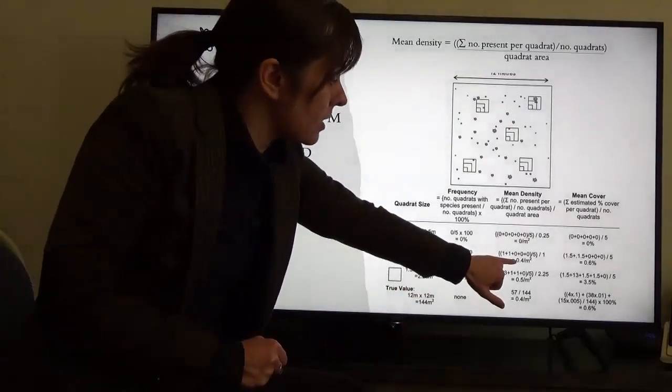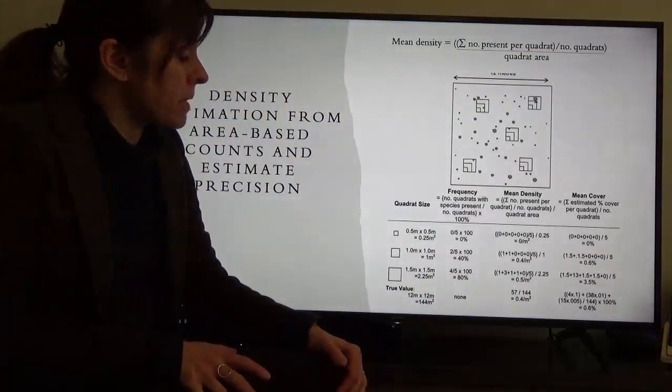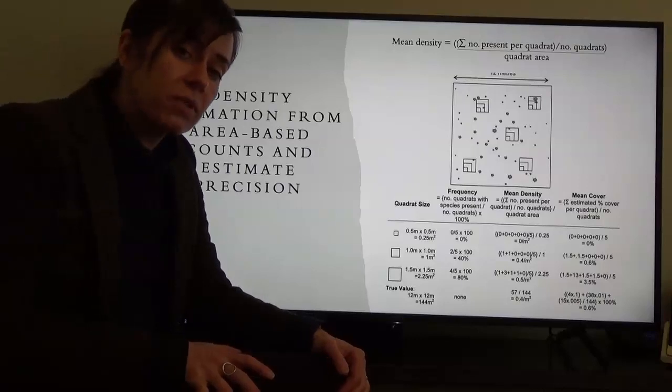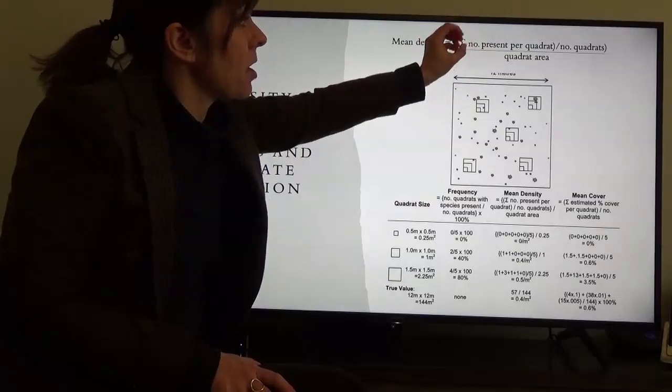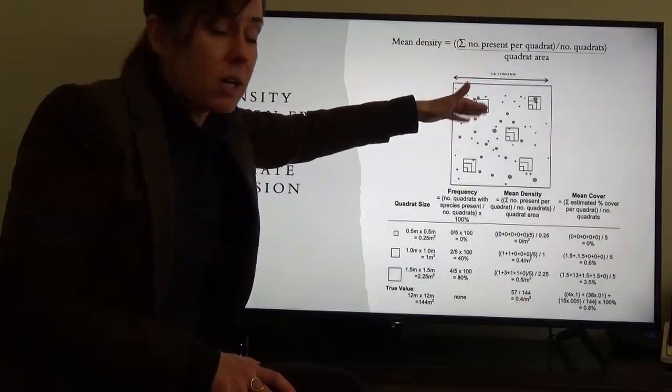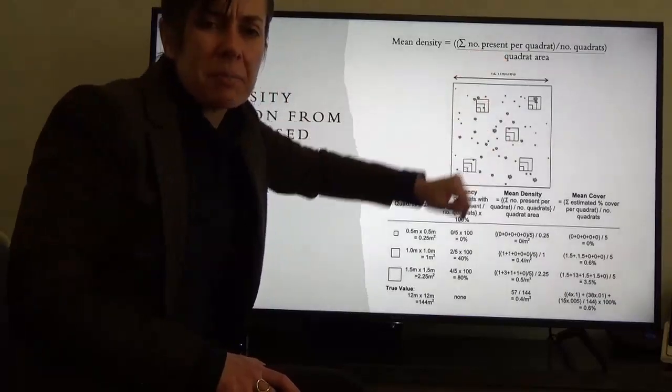So we get a mean density of 0.4 individuals per meter squared. So the sum of the number present per quadrat, you sum them all up, you divide that by the number of quadrats, you divide that by your sampling effort. So this standardizes for your sampling effort.